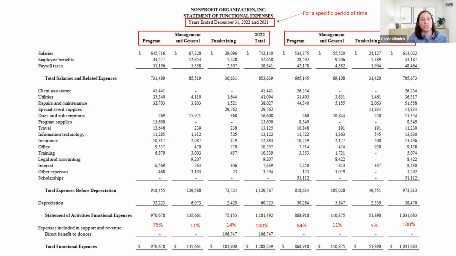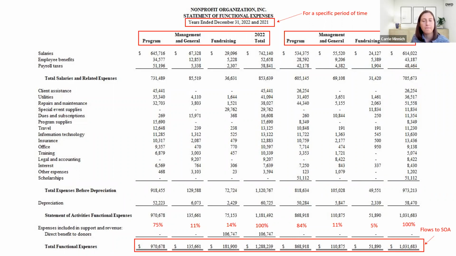Now, you don't want to just go through and say, okay, every line we're putting 75% to program. That's not how it should work. You want to make sure that you have a reasonable basis and allocation process to allocate the expenses across all of these three functions. And again, the numbers on here flow through to the other financial statements, to the statement of activities that we've talked about as well.